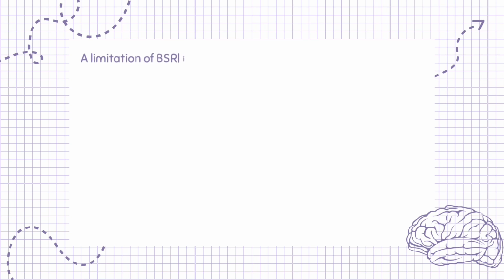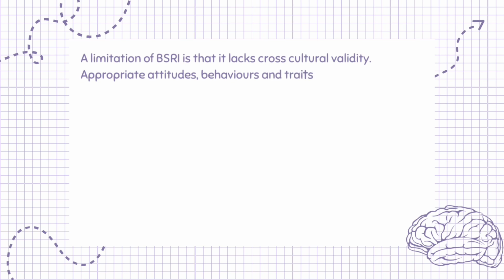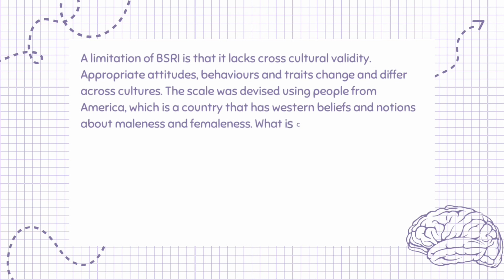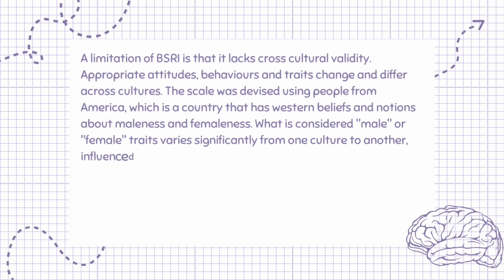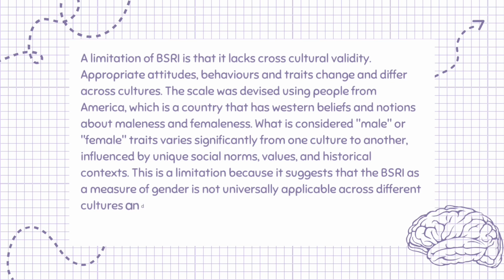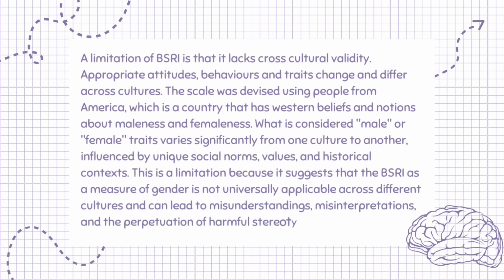A limitation of the BSRI is that it lacks cross-cultural validity. Appropriate attitudes, behaviors, and traits change and differ across cultures. The scale was devised using people from America, which is a country that has Western beliefs and notions about maleness and femaleness. What is considered male or female traits varies significantly from one culture to another, influenced by unique social norms, values, and historical contexts. This is a limitation because it suggests that the BSRI as a measure of gender is not universally applicable across different cultures and can lead to misunderstandings, misinterpretations, and the perpetuation of harmful stereotypes.